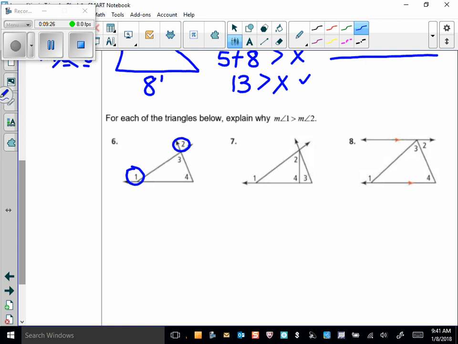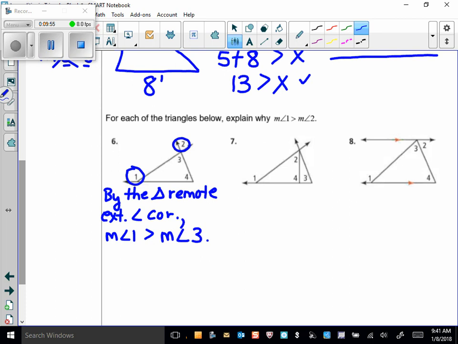So, let's see. If I use the corollary that I learned today, I'll write this. It says explain it. By the triangle remote exterior angle corollary, which I'm going to abbreviate as COR, I know that the measure of angle 1 is greater than the measure of angle 3, right? It's also greater than the measure of angle 4, but 4 is not really related to angle 2, so I'm going to pick this. All right, so how does that help me?